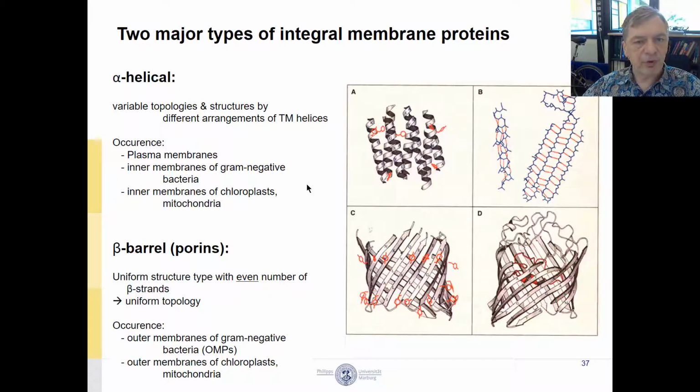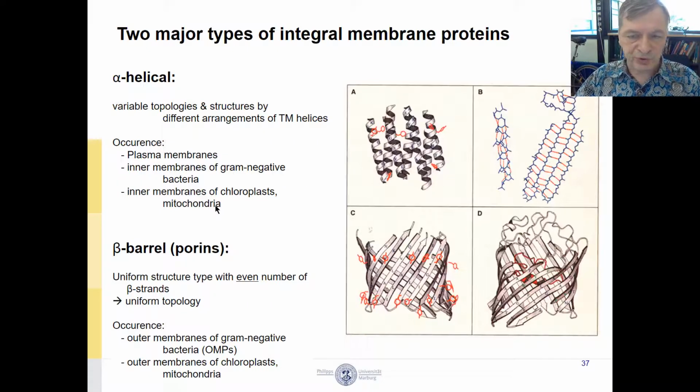Well, there's a problem, of course. Alpha helical membrane proteins do occur in the plasma membranes, their main occurrence, of course. They also occur in the inner membranes of gram-negative bacteria, because that is their plasma membrane. The inner membrane is the plasma membrane of bacteria. And they also occur in the inner membranes of chloroplasts and mitochondria. They also occur, of course, in the membranes of peroxisomes, endoplasmic reticulum, Golgi apparatus, name me something, and I probably will tell you, yes, they do occur there.